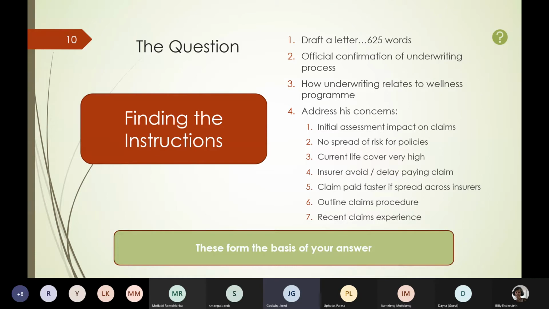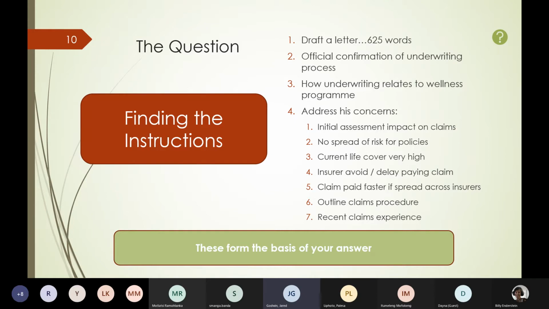And the themes, if you really go through this, you'd see are really about the wellness program and how it impacts underwriting, and then the ability to pay claims. Those are the two. What strengthens that is the fact that the letter said his two concerns are, and then said firstly and secondly. That guides you that these are the two main themes, and you'll see that's how the solution is structured as well. Once you've got these instructions, you can group them into themes that make sense.